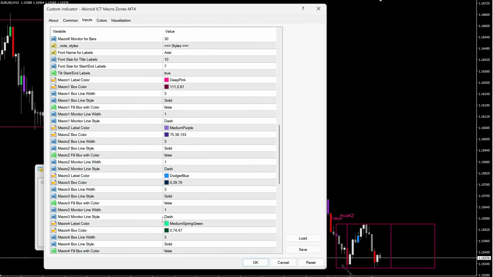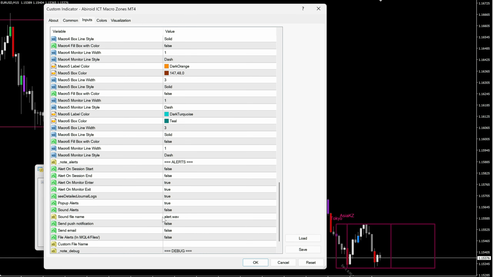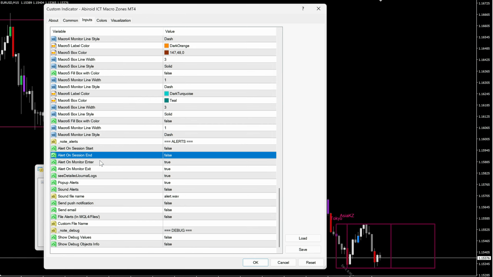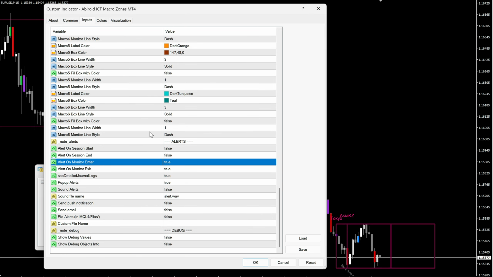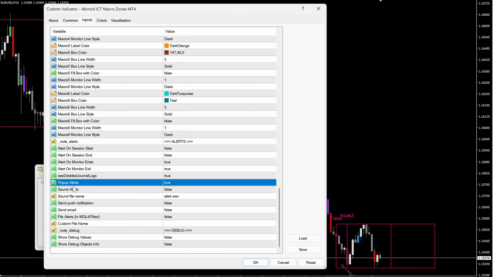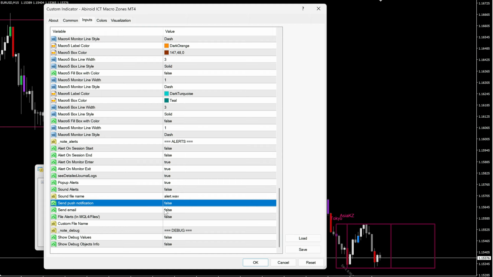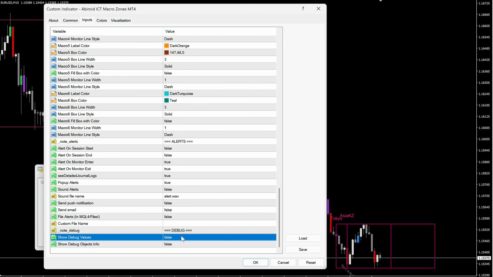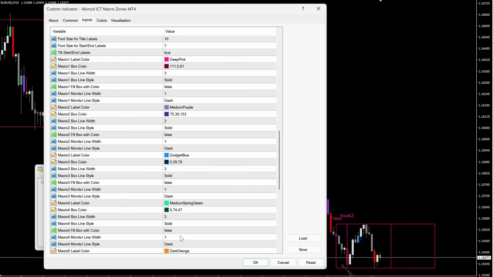And finally we have all the alerts. So I think I already talked about alert on session enter, like once the session starts or a session ends. And if you have those extension lines, then it will monitor whether price has entered those extension lines or price has exited. You can set up pop-up alerts, push notifications or email. And if you are using it with EA, and if you want those alerts inside a file, you can set this to true.